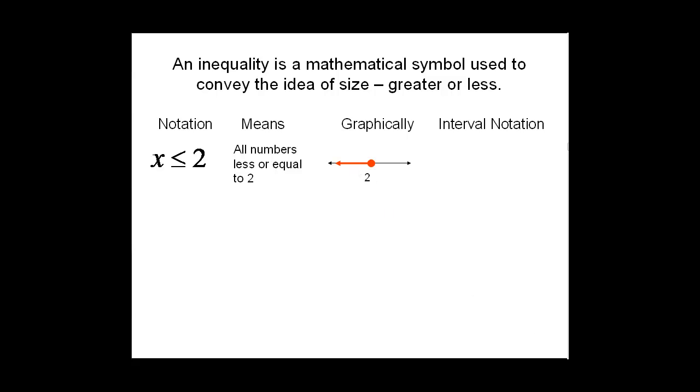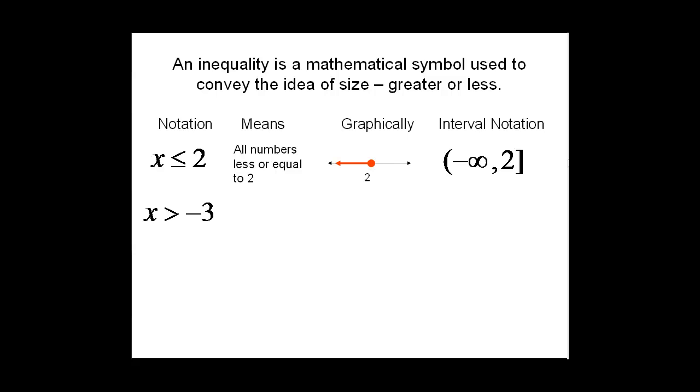And then if you do an interval, over here on the left side is negative infinity, and it goes to 2. Since it's a closed dot, it gets a bracket. Infinity, you can't ever reach it, so it gets a parentheses. If you reach the number like 2, it gets a bracket. If you can't reach it, it gets a parentheses.